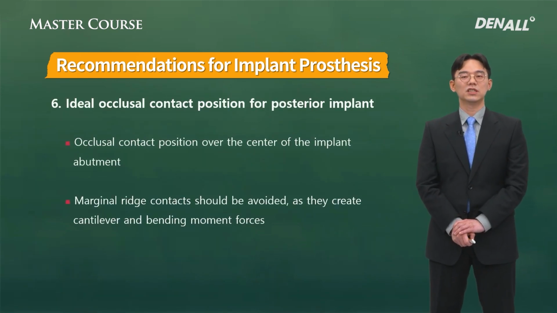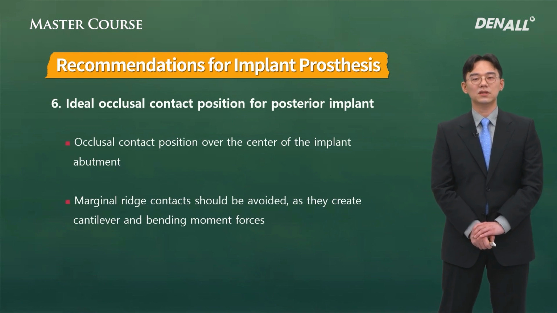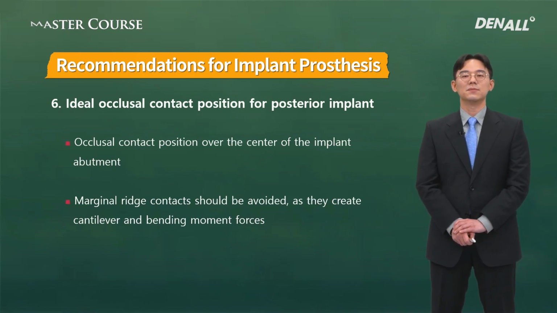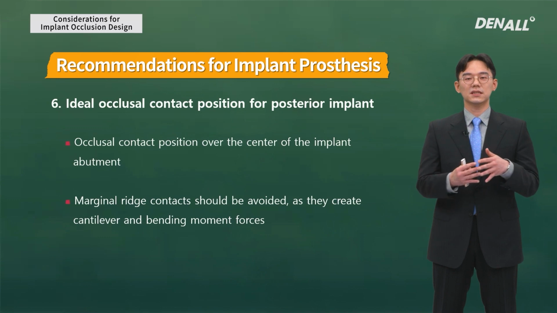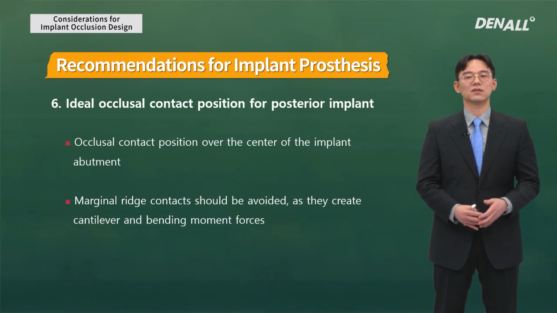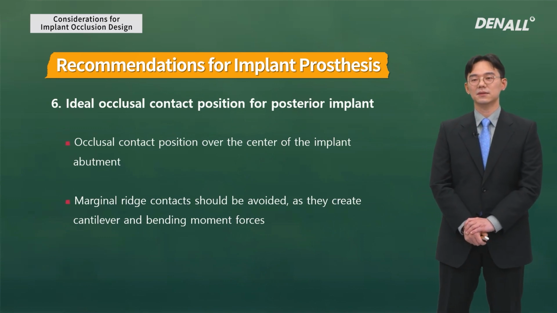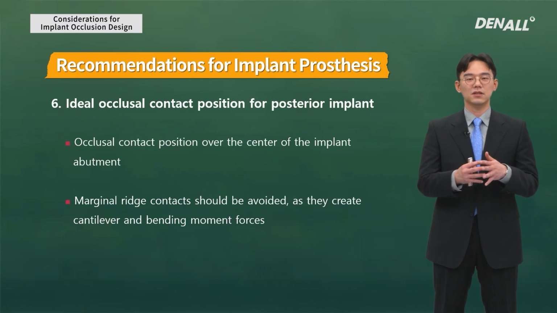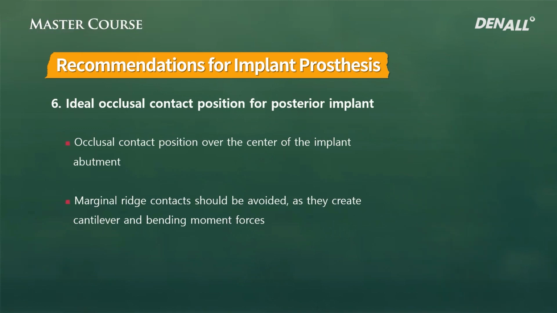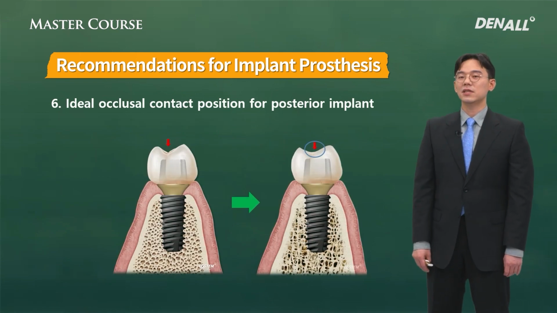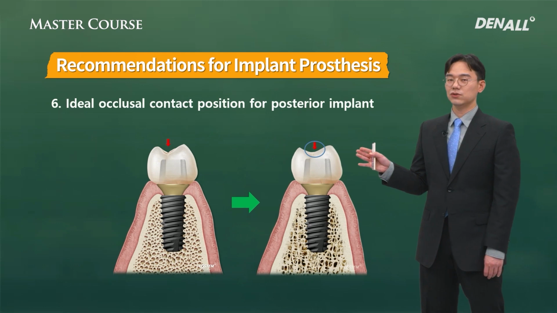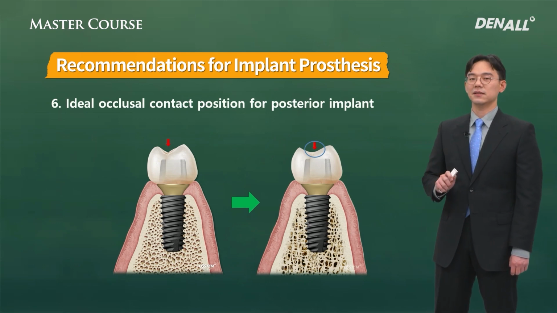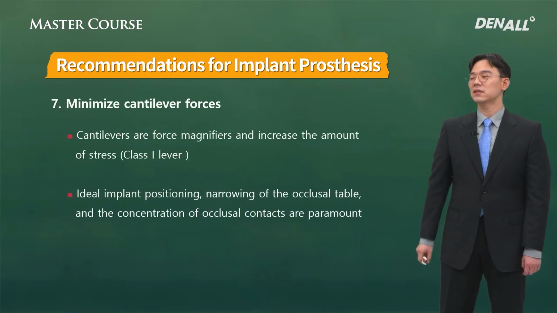Sixth, ideal occlusal contact position for posterior implants. The occlusal contact position should be over the center of the implant abutment. Marginal ridge contacts should be avoided as they create a cantilever and bending moment forces. Occlusal contacts must be positioned at the center of the implant as much as possible for its stability.